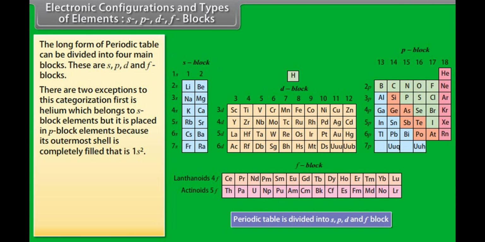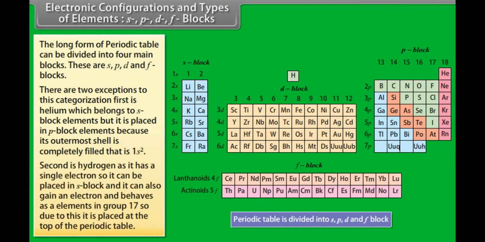First is helium, which belongs to the s block elements, but it is placed in the p block elements because its outermost shell is completely filled, that is 1s². Second is hydrogen, as it has a single electron, so it can be placed in the s block, and it can also gain an electron and behave as the elements in group 17. So, due to this, it is placed at the top of the periodic table.